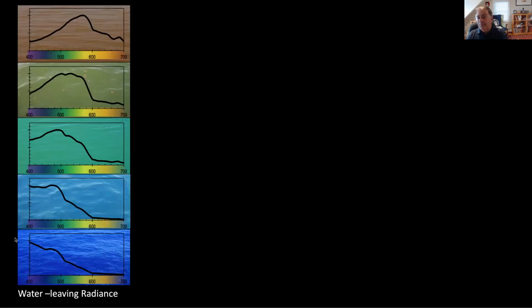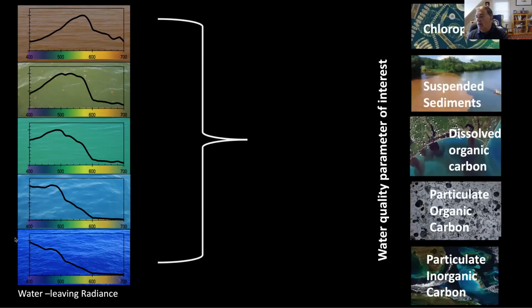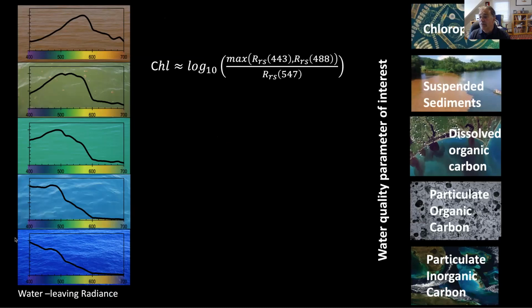Okay, so we've got these spectra, or parts of these spectra. And what we want to get at are these stocks here. These stocks like chlorophyll, suspended sediments, dissolved organic carbon, POC and PIC. Okay, and to do that, we have to invoke some mathematical equations to take that information from the spectra. And historically, we've used these band ratios, which has served us well for nearly 30 years now.